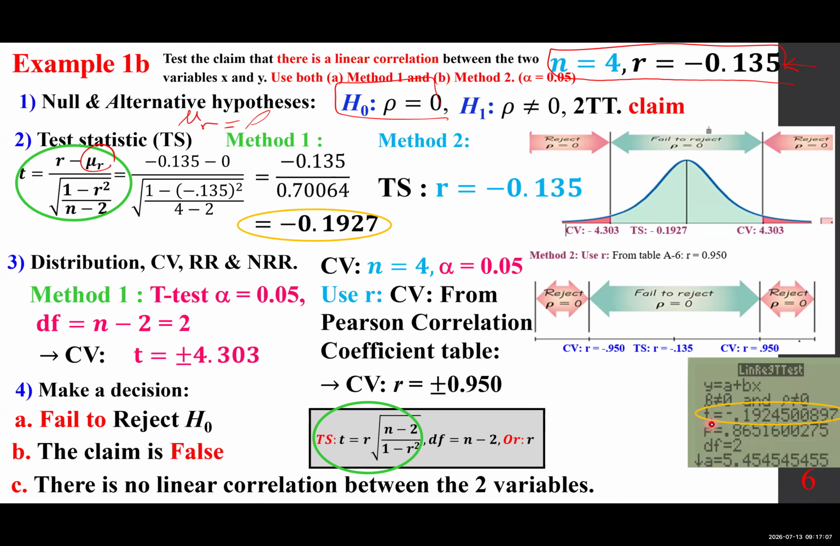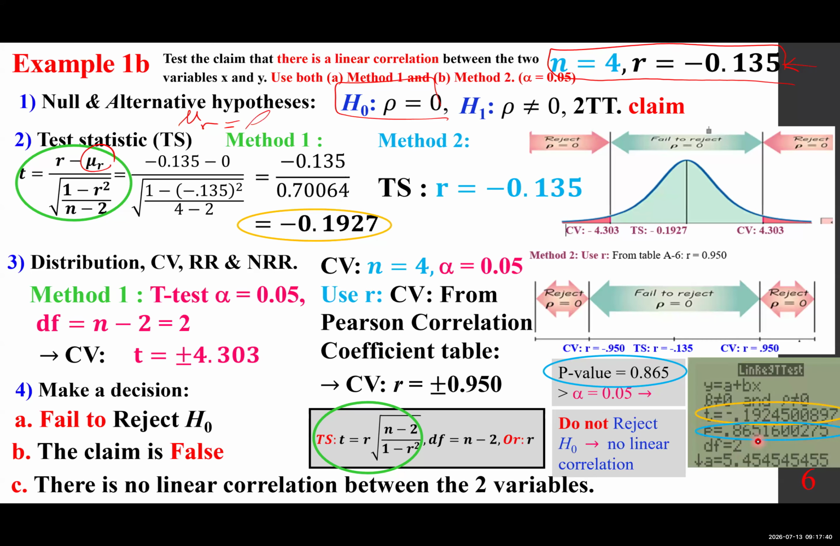And what is this one? This is the p-value, which is 0.865 and clearly larger than alpha of 0.05. And same decision, do not reject H0 or fail to reject H0. Very straightforward. I hope everybody is okay with that. And we're going to take it from there. So having said that, let's look at a couple of issues here.